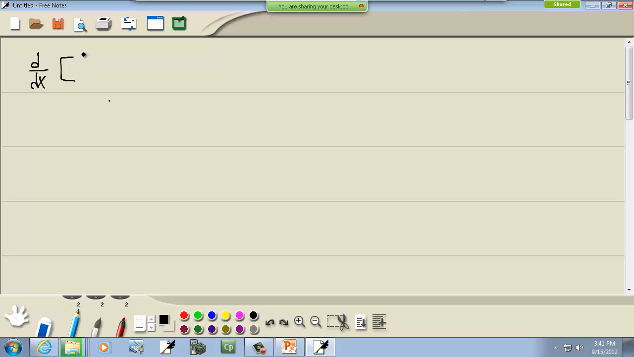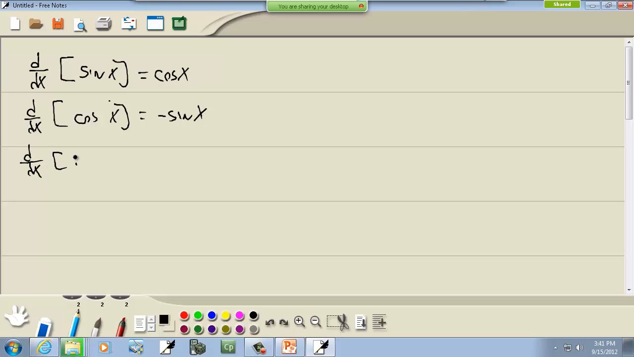The derivative of sine is equal to cosine. The derivative of cosine is equal to negative sine. Derivative of tangent is equal to secant squared. Your derivative of cotangent is equal to negative cosecant squared.